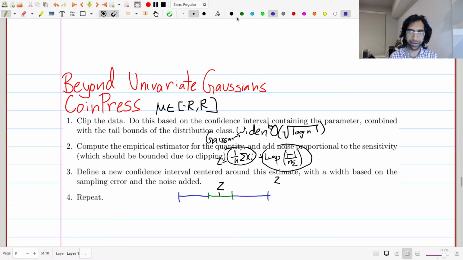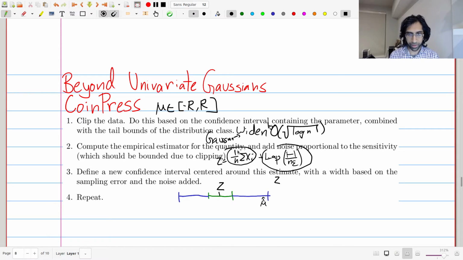And then after you do this widening, you'll have the guarantee that mu falls somewhere within this extended interval. So the true mean falls somewhere in here. So that's the entire one iteration of the algorithm.